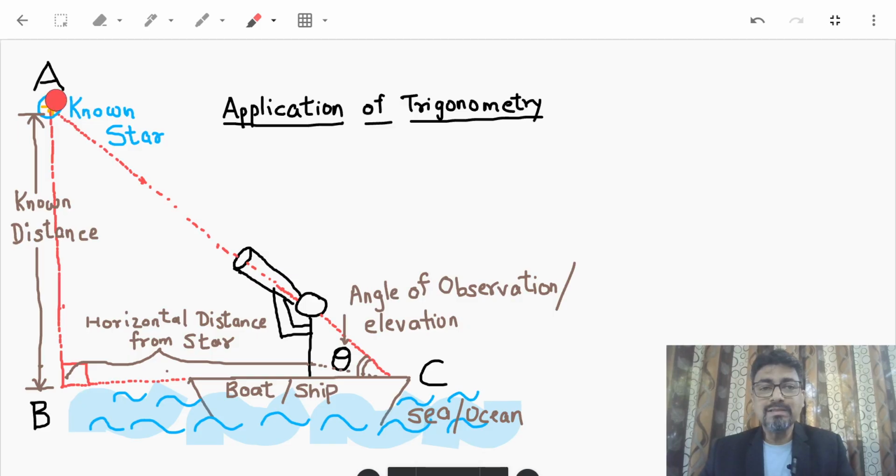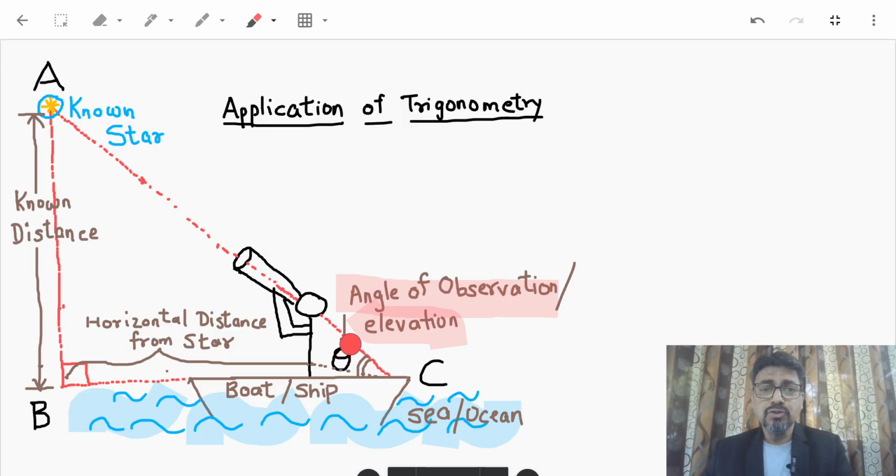Now, once he is observing the known star with the help of the telescope, he used to determine at what angle he is observing that star. As you see here, I have mentioned that angle of observation, also called elevation. We will be discussing elevation, angle of elevation, and angle of depression in upcoming videos. So for now let us consider it the angle of observation, theta.